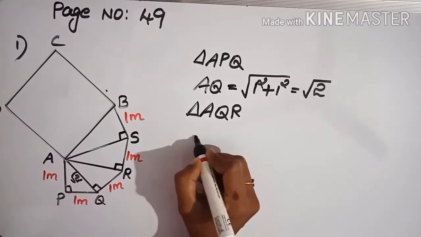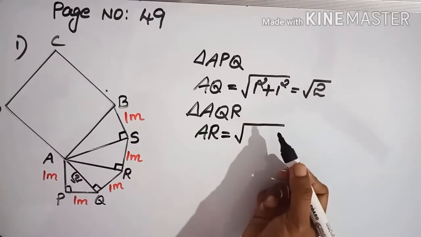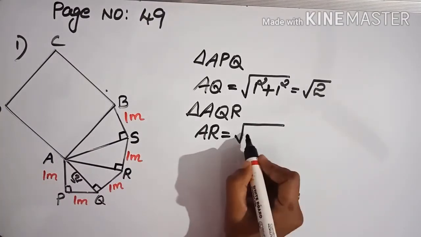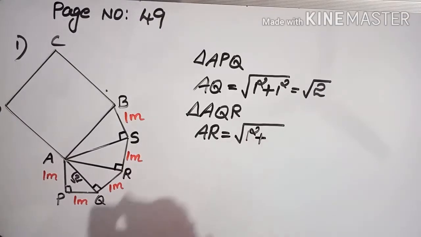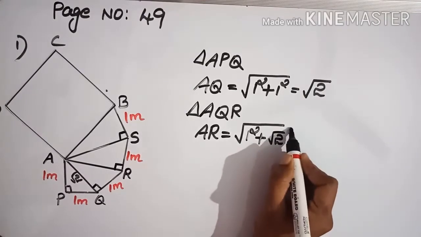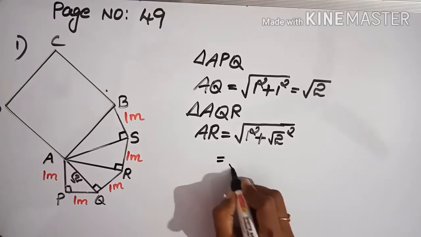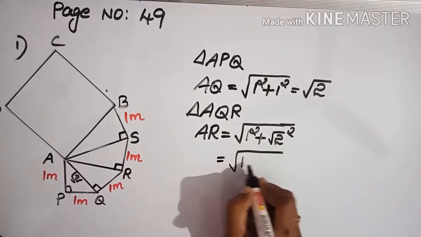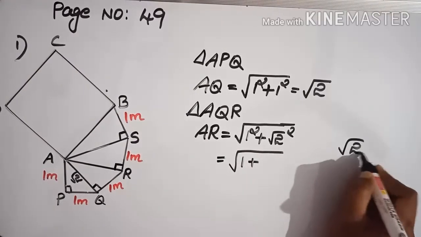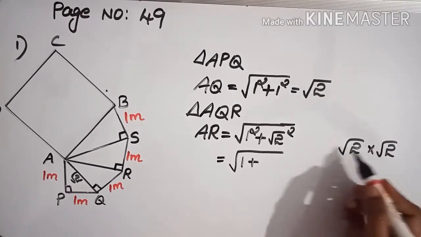So AR, the hypotenuse, equals root of base square plus altitude square. Base is 1 here, so 1 square, plus altitude, which is root 2, so root 2 square. In the next step, it is 1 square, which is 1 itself, plus root 2 square. Root 2 square means root 2 into root 2.